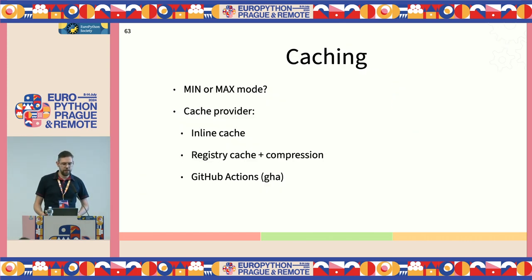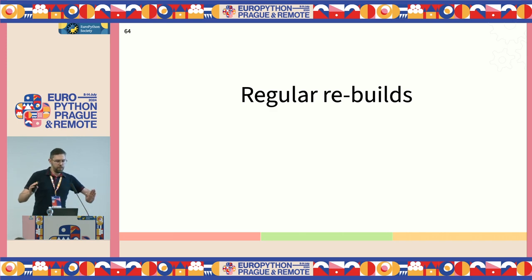After writing the Dockerfile, you should consider caching. What mode should you use, min or max? What cache provider is the best in your case? Inline, registry cache, GitHub Actions? Answering these questions might require some testing. You should also schedule regular rebuilds to get latest security updates and bug fixes. These rebuilds can be periodic, for instance, daily, or you can trigger them by checking for security updates with the command I showed you.